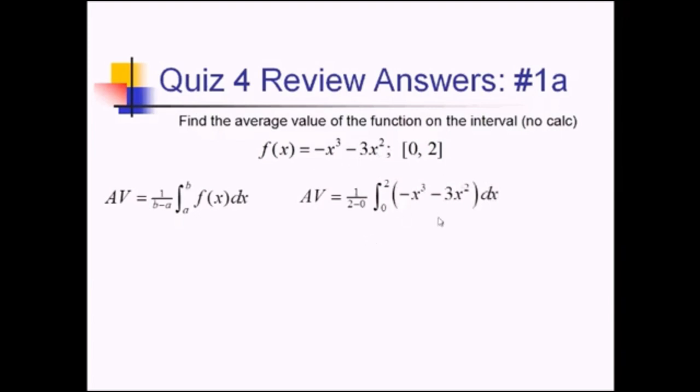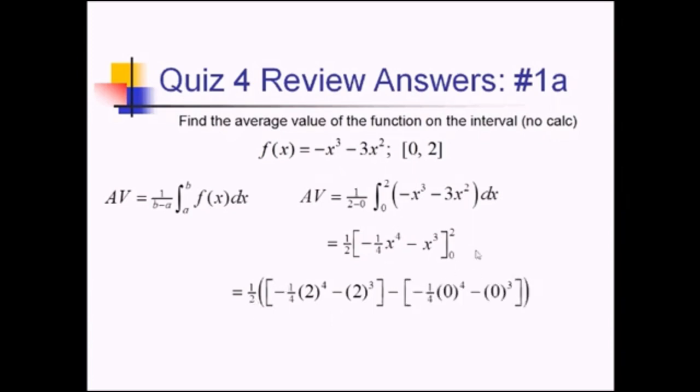So let's go ahead and take the antiderivative of this. We have a 1/2 out in front from our fraction there. And then inside, this bumps up to a 4, so I've got negative 1/4 x to the 4th. Minus, this bumps up to a 3. Dividing by that, we have x cubed. Again, evaluated from 0 to 2. So I've got 1/2 times all of this with 2 plugged in, minus all of this stuff with 0 plugged in, inside a big parentheses next to this 1/2.